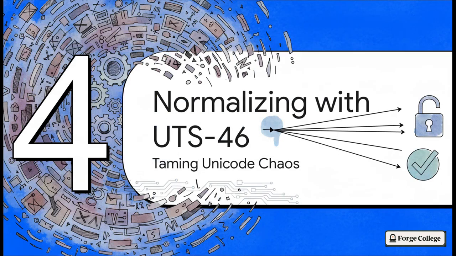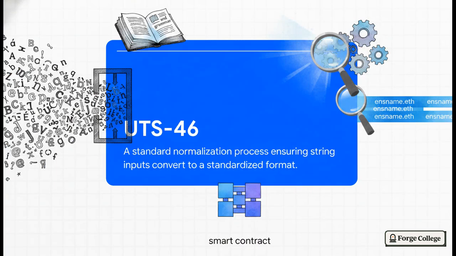All right, Section 4. Normalizing names with UTS-46. This is where we address the absolute chaos of Unicode characters. UTS-46 is a standard normalization process. It ensures that visually similar string inputs are systematically converted into one identical standardized format. Think of it as a completely ruthless spelling and grammar teacher that your ENS name has to face before it ever touches a smart contract. Got a capitalized A, an E with a weird accent? UTS-46 flattens it all out so it's perfectly uniform.